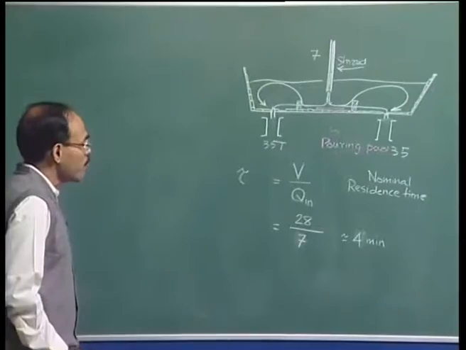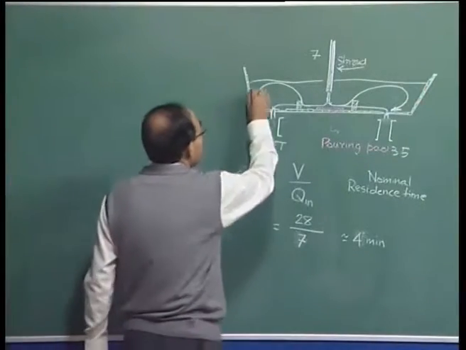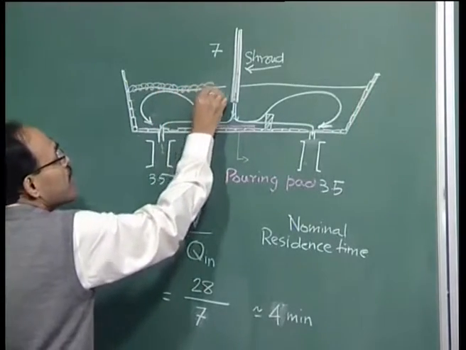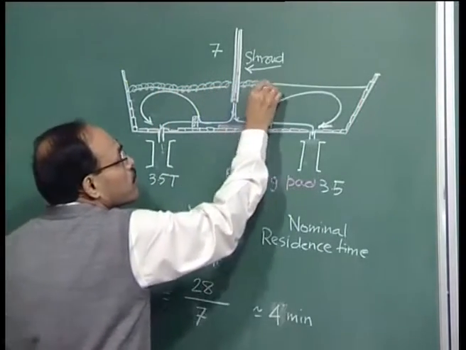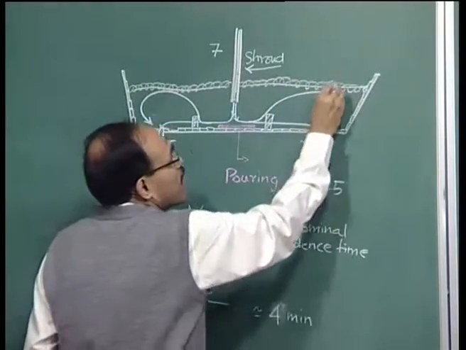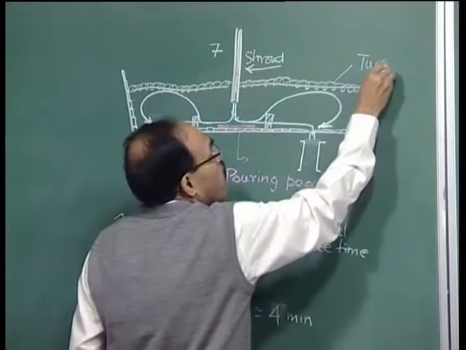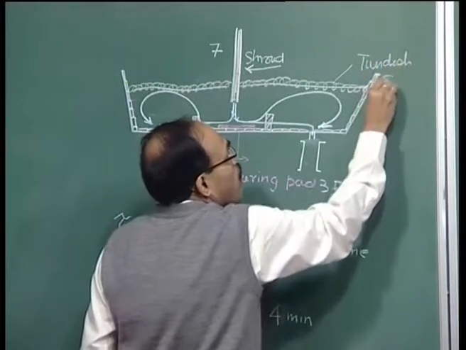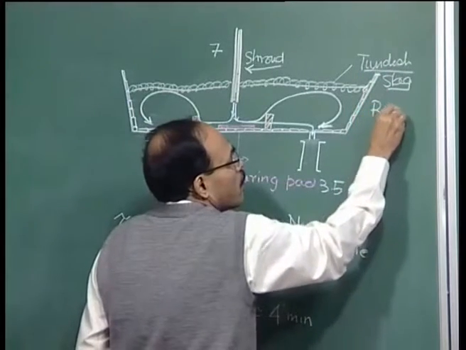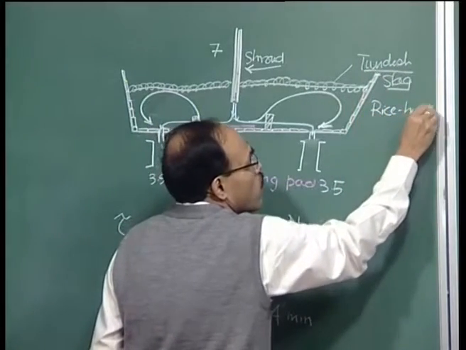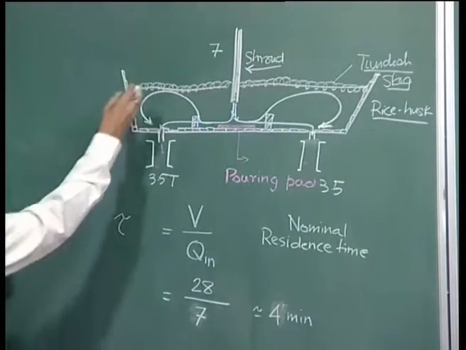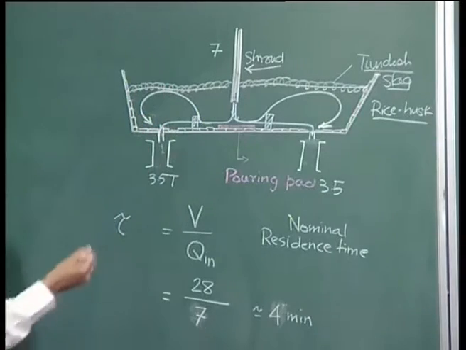We must also note here that the tundish is always going to be covered with a slag, which is known as the tundish slag. So, this is the tundish slag, and basically this is based on rice husk. This serves as a source for absorption of the inclusions.